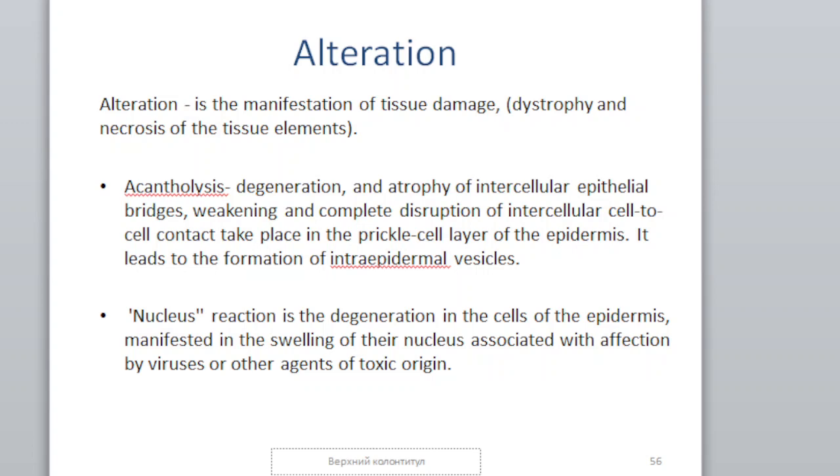Nucleus reaction is the degeneration in the cells of the epidermis, manifested in the swelling of their nucleus associated with infection by viruses or other agents of toxic origin.